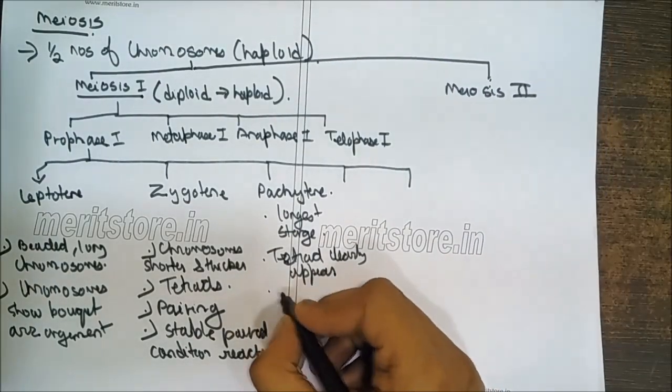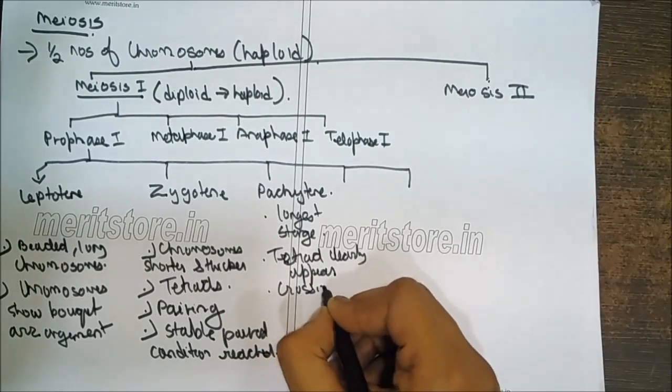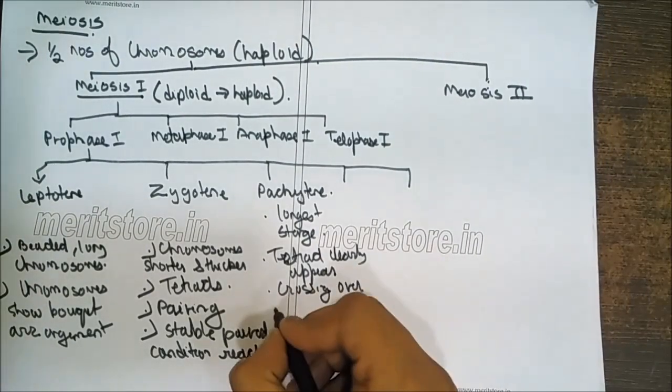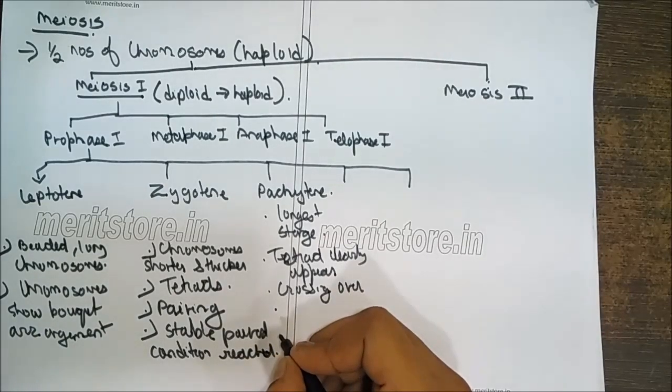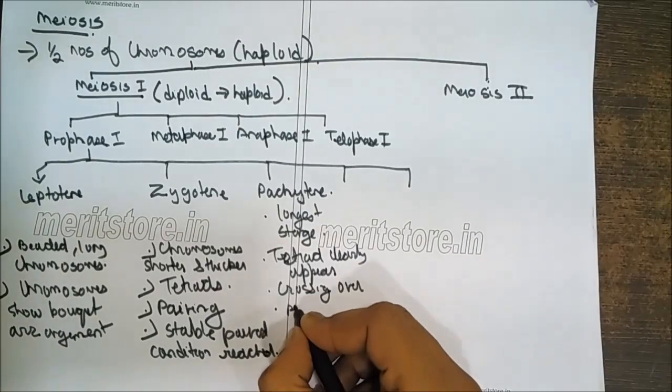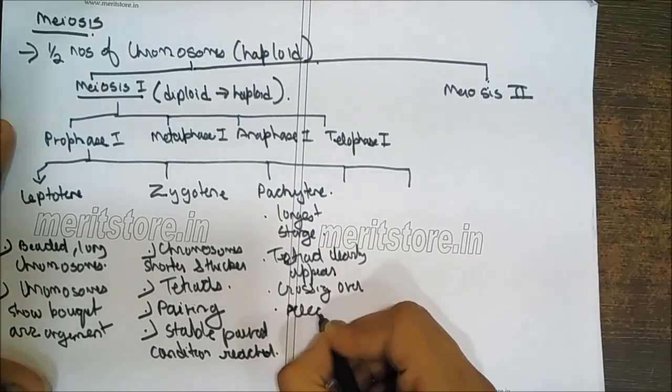Crossing over occurs at this stage. This stage is characterized by the presence of recombination nodules.